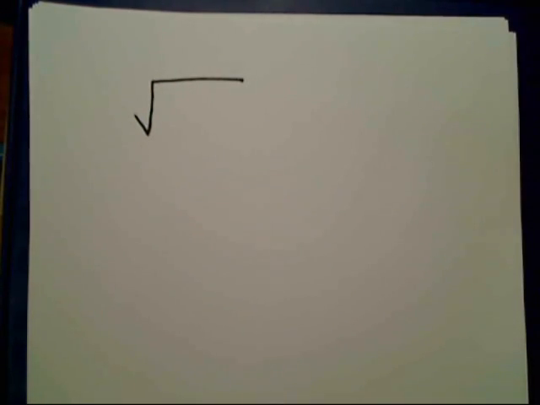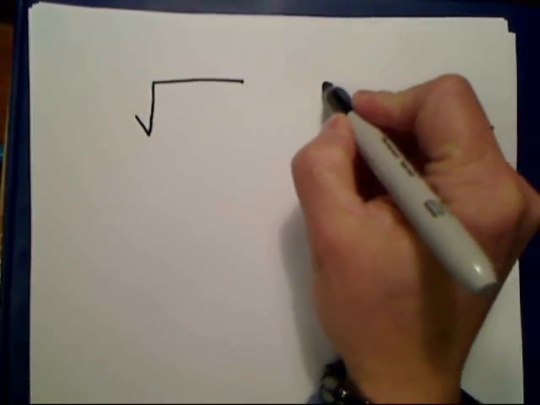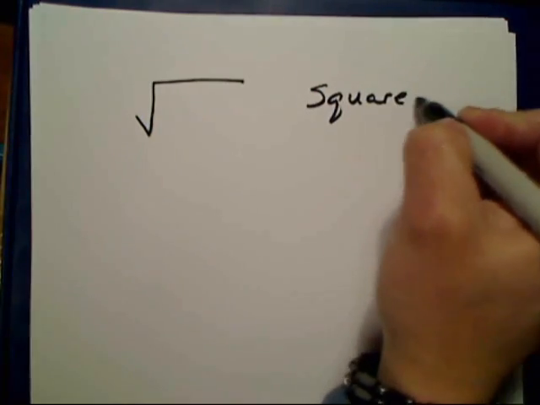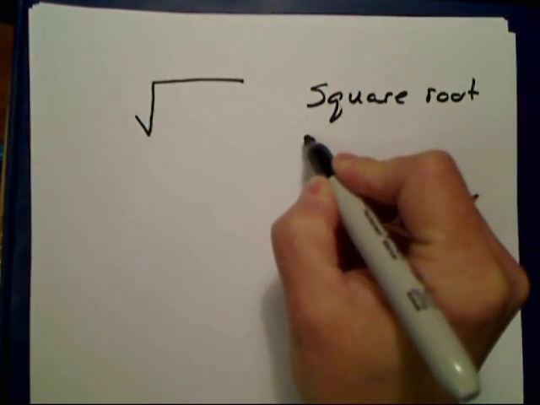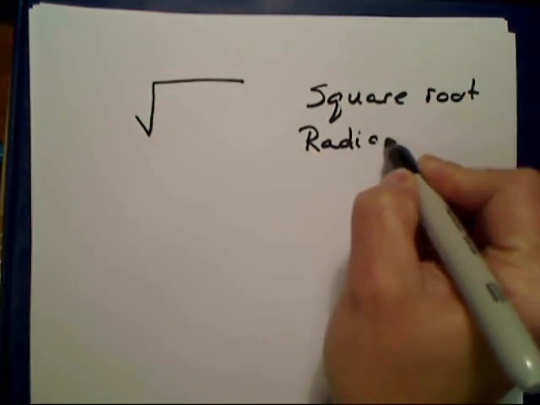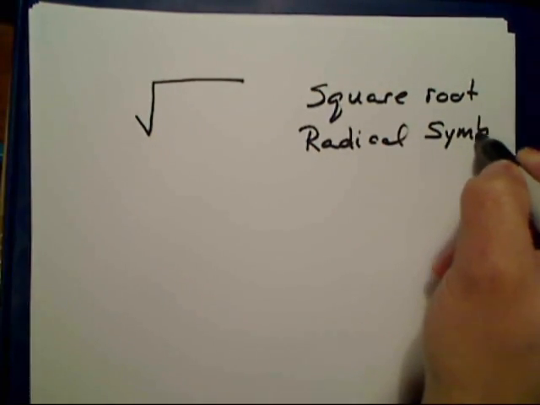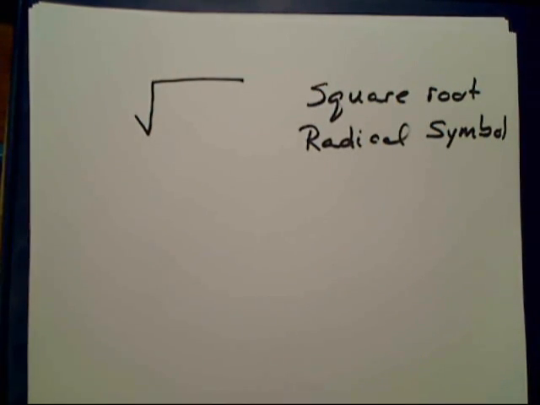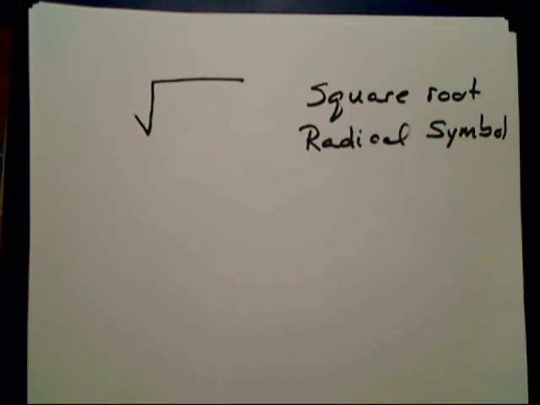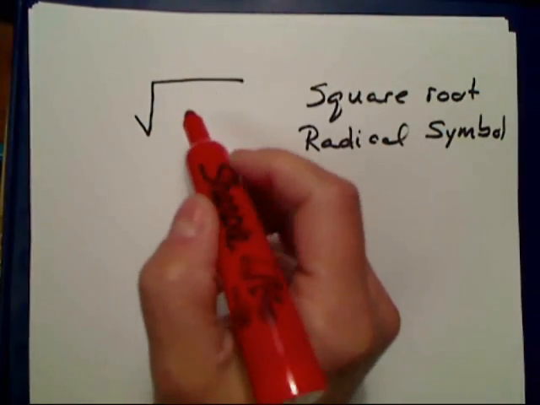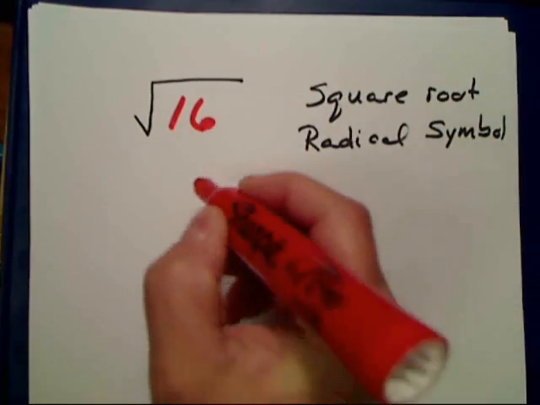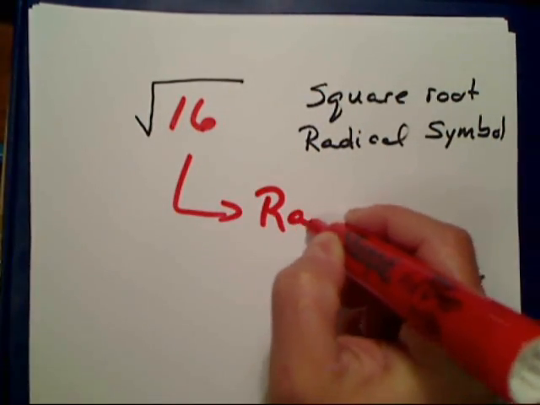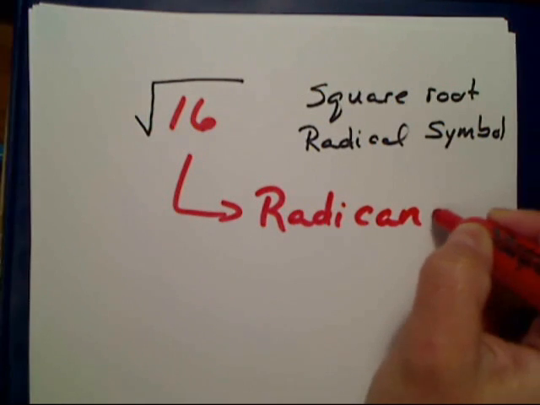This is a radical sign, also known as a square root. Or the radical symbol, or the square root sign. It's going to be used to cancel out squares. Thus, it's called a square root. Now, a radical doesn't exist by itself. You have to have a number underneath here. The number underneath is called the radicand.